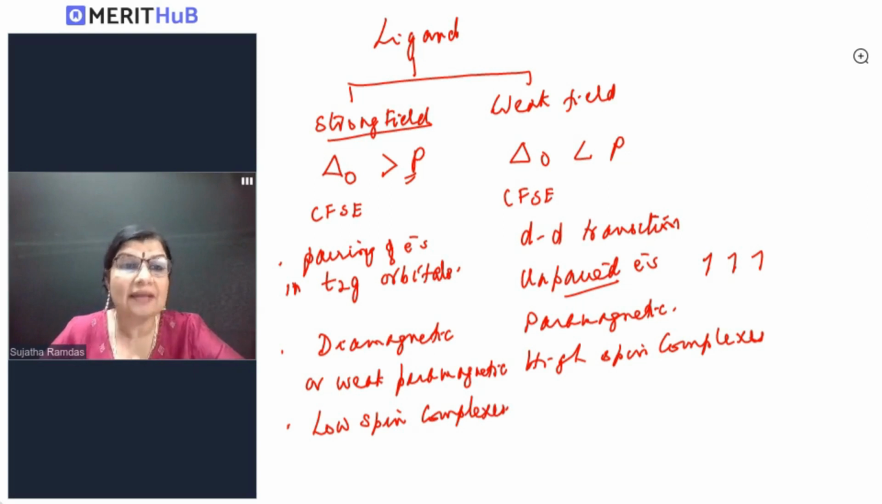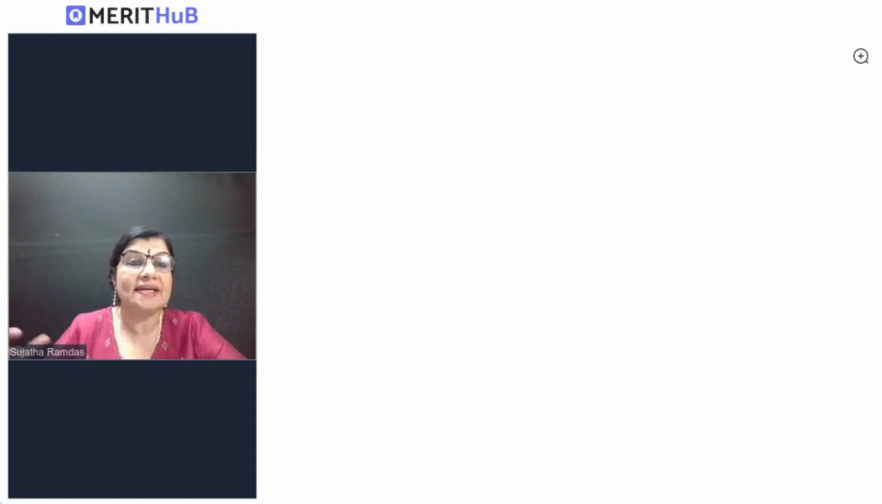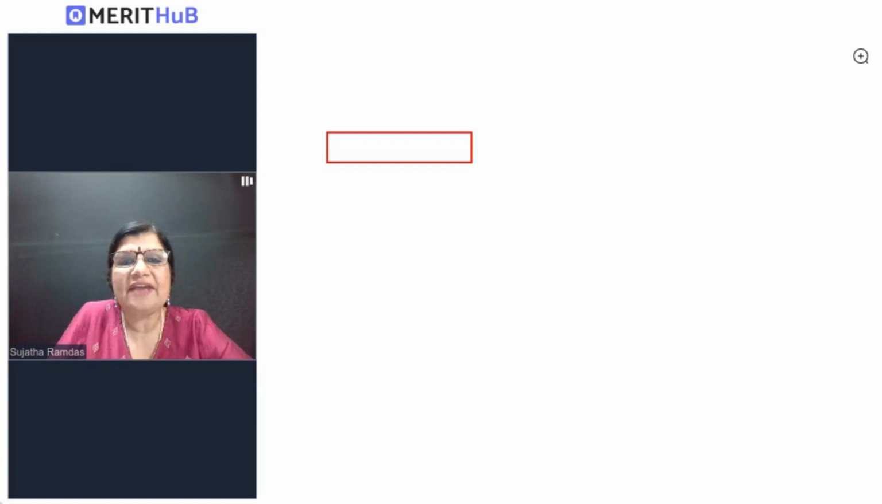So that is the background information regarding low spin complexes and high spin complexes. Now let's try to find out how the electrons in a d6 cation, the transition metal cation, are distributed. So we have here the degenerate 5d orbitals. The 5d orbitals are the degenerate orbitals.